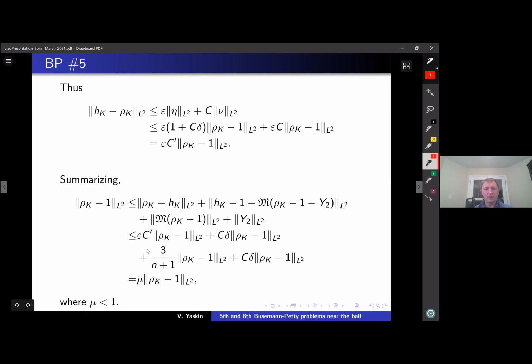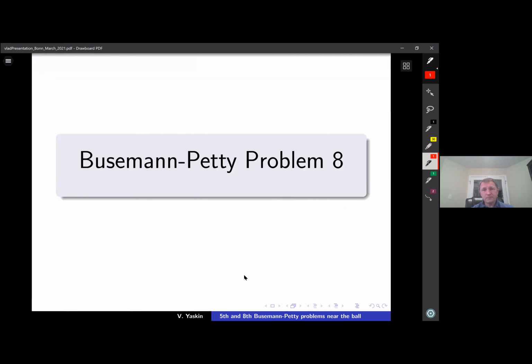Okay, so combining all these coefficients, you get some number mu, which is less than 1 if delta is small enough. Okay, and this yields what we need. This implies that ρk minus 1 is 0. Okay, so that's the basic idea behind the solution to problem 5.